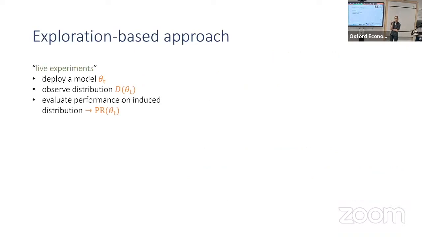What do you mean by black box? Let me go through this slide and then I hope I see if I answer your question. By black box, I mean that you deploy a model, you observe the distribution and you evaluate the performative risk on that distribution. So you have black box access to PR of theta. PR is an unknown function that you want to optimize and you can just query it.